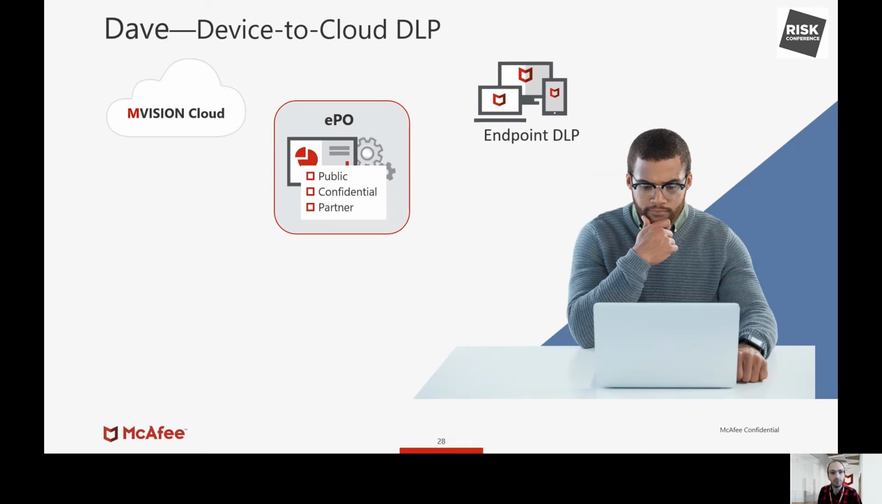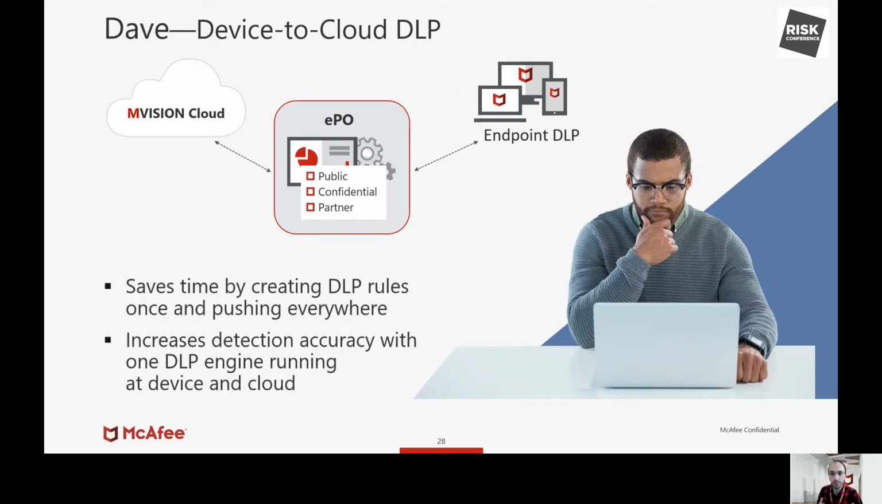Another example, in this case we have Dave. So these are examples that are making you understand a bit more what we do, right? In this case, we're having the same DLP engine running both on endpoint and inside the cloud. And the classifications are shared from endpoint to the cloud thanks to EPO. So there is no need to manually duplicate classification or rebuild policies for CASB or for the on-prem DLP endpoint. We're saving time when creating new DLP rules and improving detection accuracy thanks to having the single DLP engine working from device to the cloud.